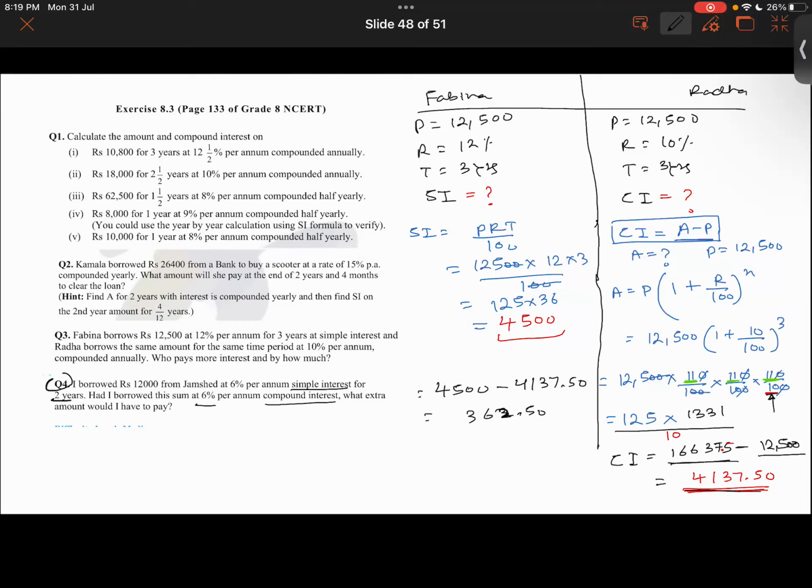Okay, so that can also be calculated easily. See the later part of the question says, what extra amount would I have to pay? So it basically means that first you will calculate simple interest, then you will calculate the compound interest. Okay. So you will subtract the smaller value from the bigger value. That will give you the extra amount that we need to pay to Jamshed. So that will be compound interest minus simple interest. That will give me the extra amount. Getting it? Yes, sir. Okay.